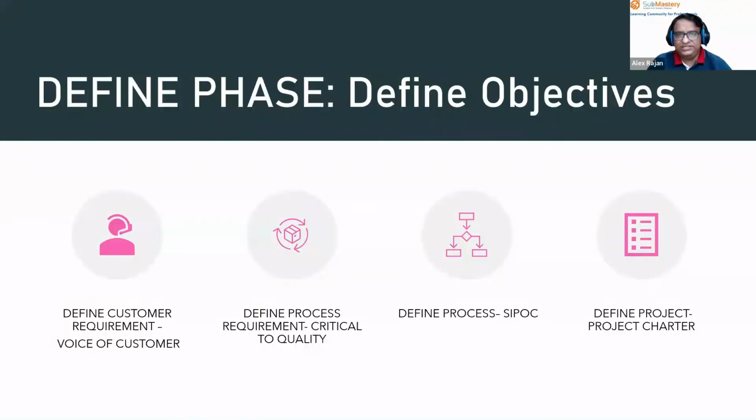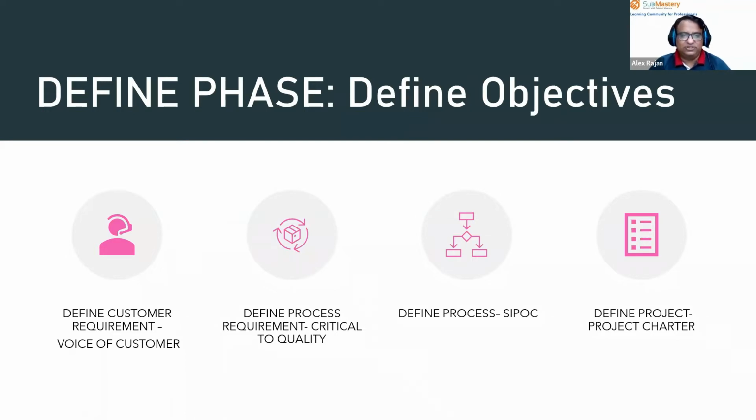In the define phase, the different objectives or deliverables that we have: First, we define the customer requirement, called V.O.C or voice of customer. Then we define the process requirement, called critical to quality. We define the process using SIPOC, or what we call a macro level process map.